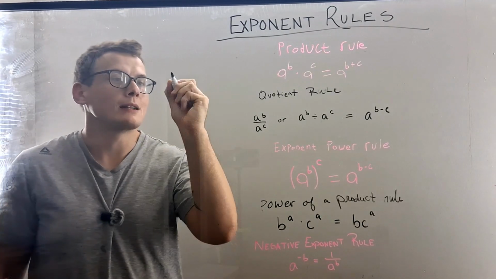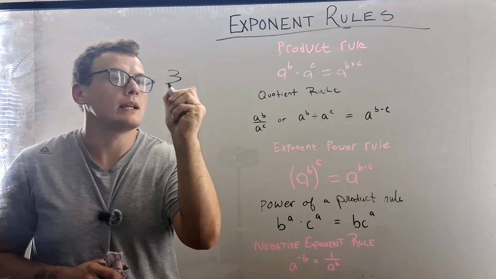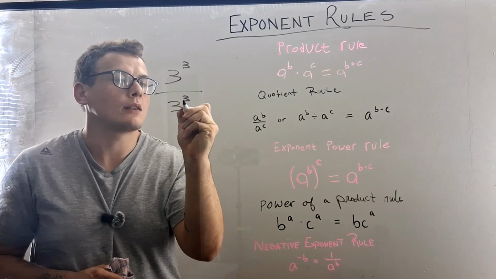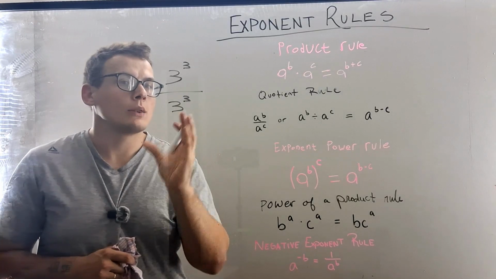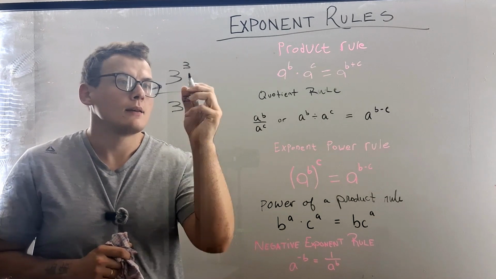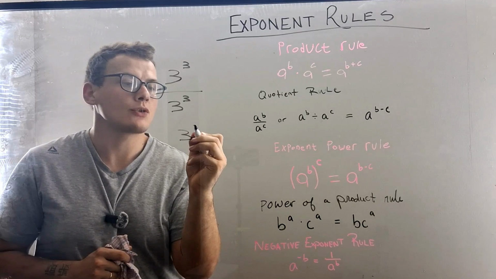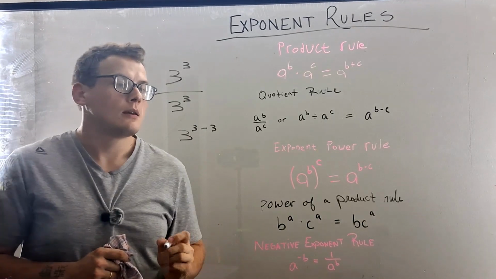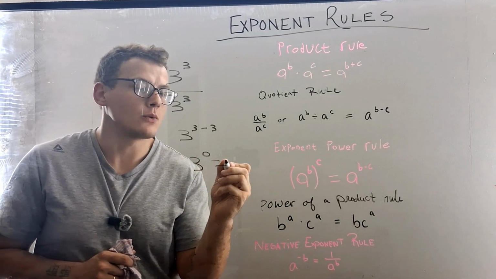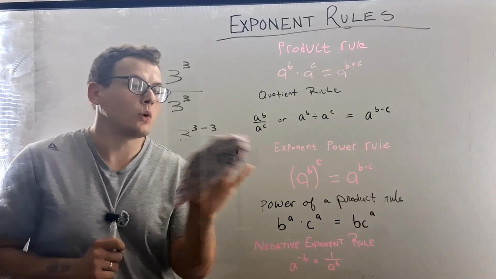Again, the same rule applies. It must be the same base. So if we did 3 to the third divided by 3 to the third, what would this equal? Okay, we can say that 3 minus 3, we end up with a 0th power, 3 to the 0th, which always equals 1. All right, that is the quotient rule.